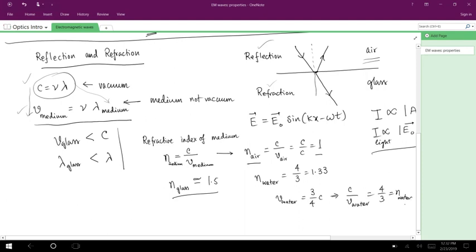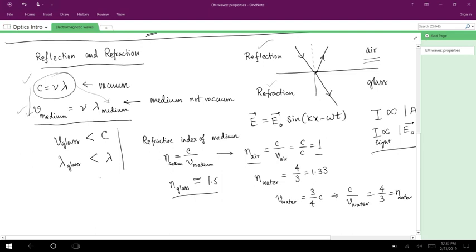Right, so clearly there are two things that are different for reflection and refraction. For reflection, the first thing that is different is that because it's the same medium, the speed of light stays the same, right? After reflection, the speed of light stays the same. And the second thing that is different between reflection and refraction is that the wavelength of light also stays the same for reflection. But now if you think about refraction, both the speed of light and the wavelength of light change.